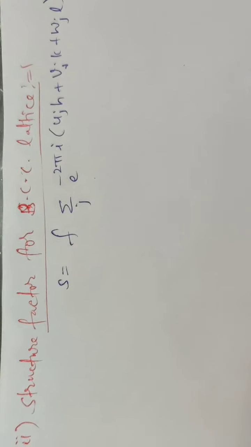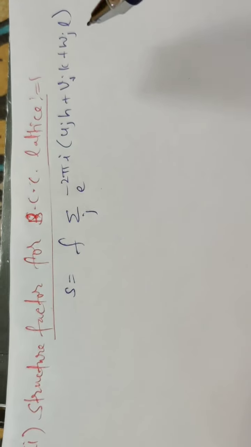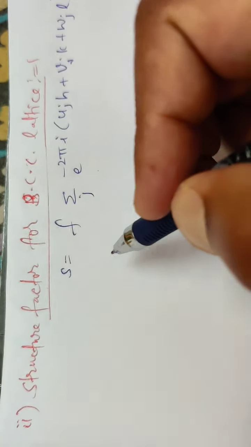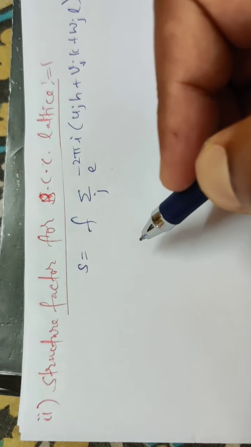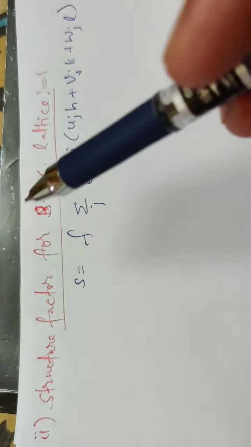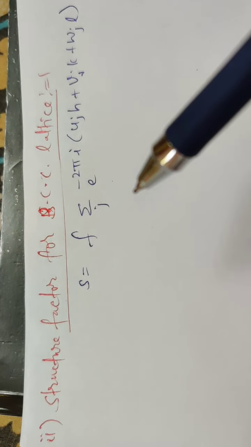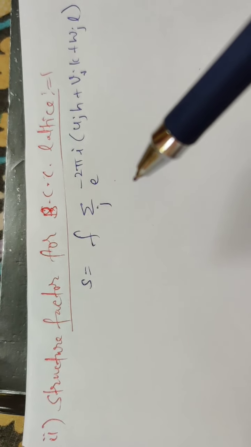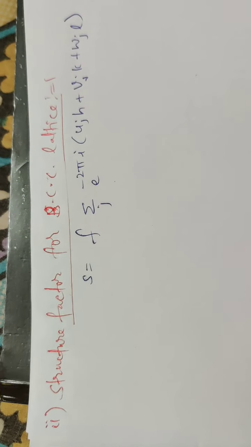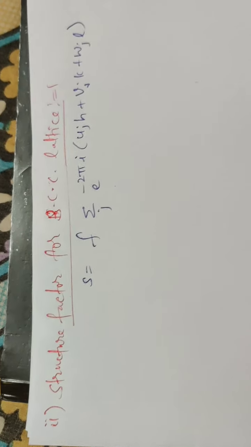So now we will calculate the structure factor for BCC lattice. This is the equation for the geometrical structure factor. Now for the body centered cubic lattice, the number of atoms per unit cell is equal to 2, because one is the contribution from corner atoms like in simple cubic, but there is one atom inside at the center, so there will be 2 atoms per unit cell in the case of body centered cubic lattice.